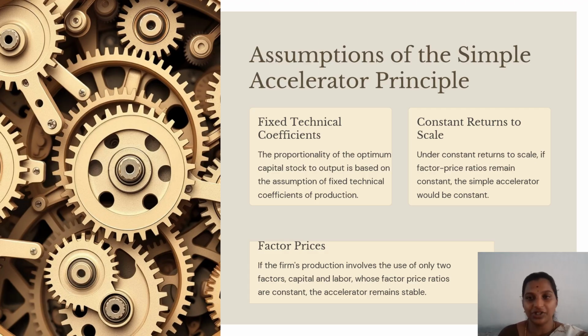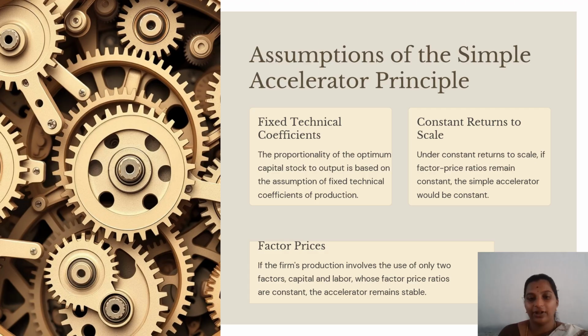And the next one is the assumptions of the accelerator principle. There are mainly three assumptions: fixed technical coefficients, constant returns to scale, and the third one is factor prices. Under fixed technical coefficients, the proportionality of the optimum capital stock to output is based on the assumption of fixed technical coefficients of production. Then constant returns to scale implies that if factor price ratios remain constant, then obviously the accelerator will also be constant.